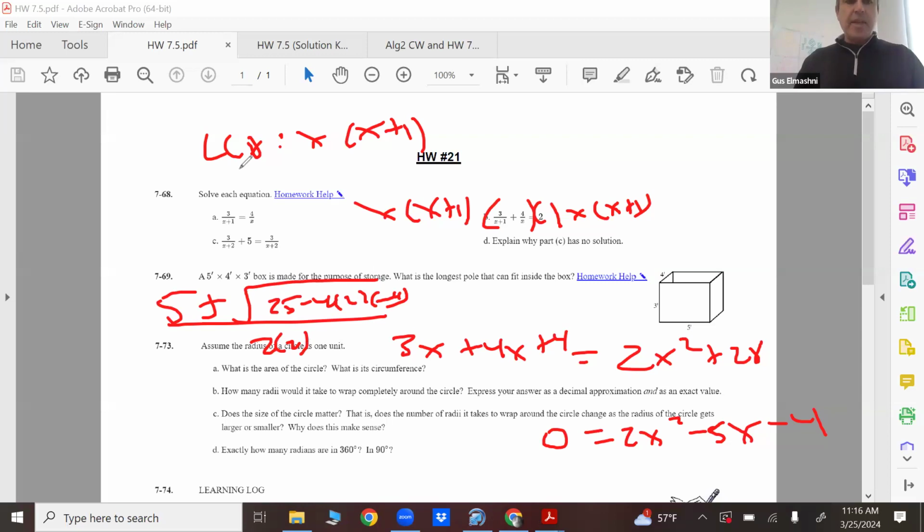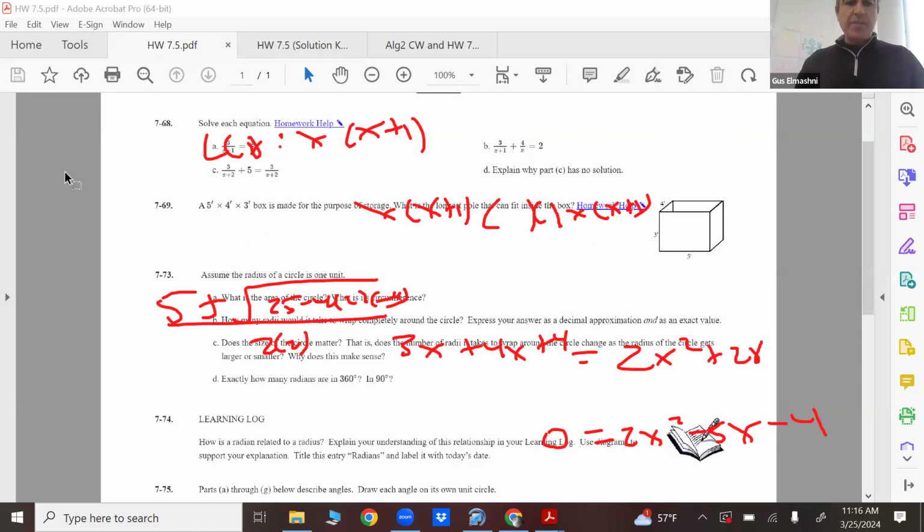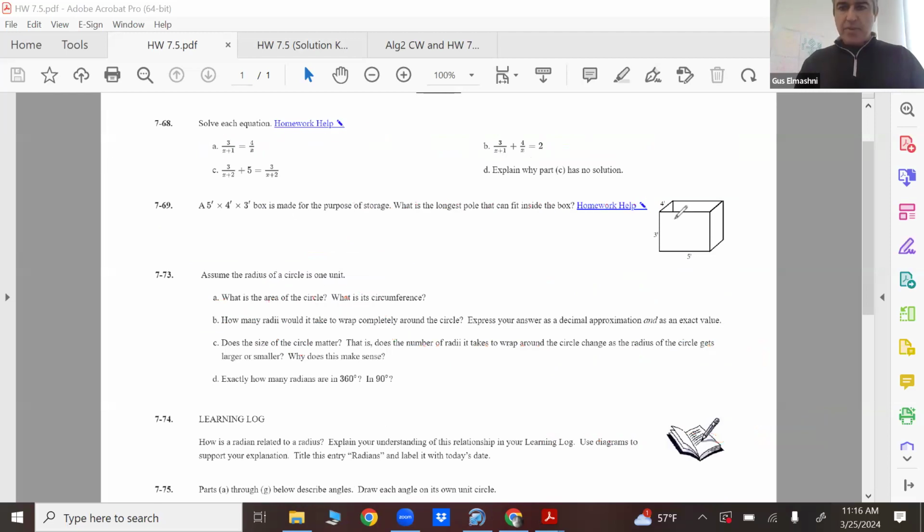So that's that. For 769, some of you might have been a little confused by that question. It helps if you think of this three-dimensionally. So I draw these dashed segments like this, and you have a segment inside like that. That's the longest pole you can put inside that box, right?